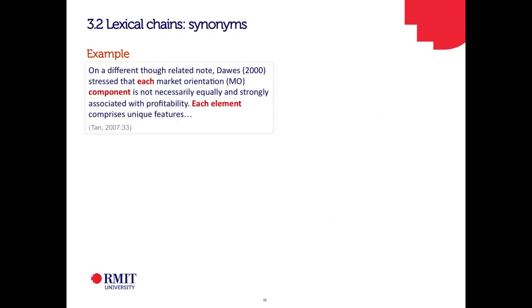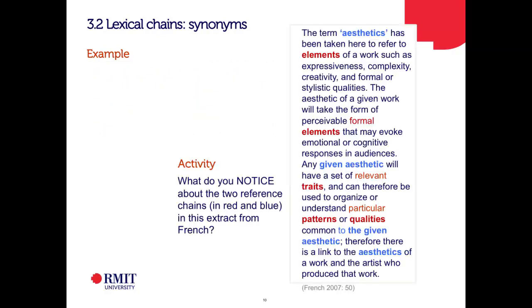In this example, we see synonyms or words with similar meanings being used. For example, the word each component is then referred to as each element, in much the same way that we saw RMIT University being referred to as a higher education institution in the previous example. Now do this activity. Observe two lexical chains operating together. The red chain is subordinate or attributive to the blue chain focused on aesthetics. Pause the video now while you read carefully and consider their relationship.